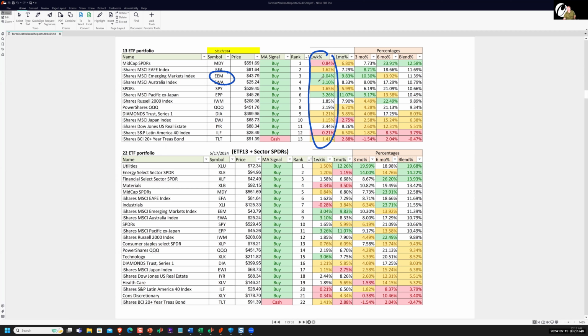Emerging markets and internationals did really well. EPP, they've been having a nice run. Mid-caps remain strongest, but the U.S. took a little pause. There was a pause. And the globals really took over.